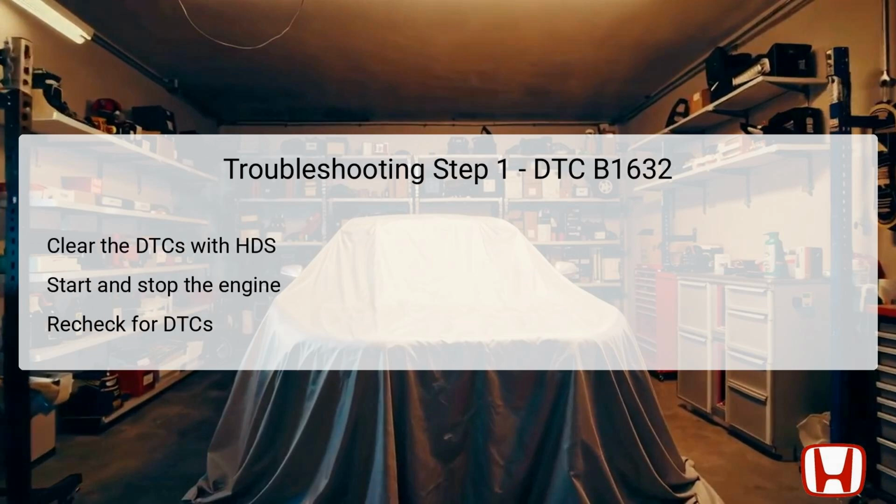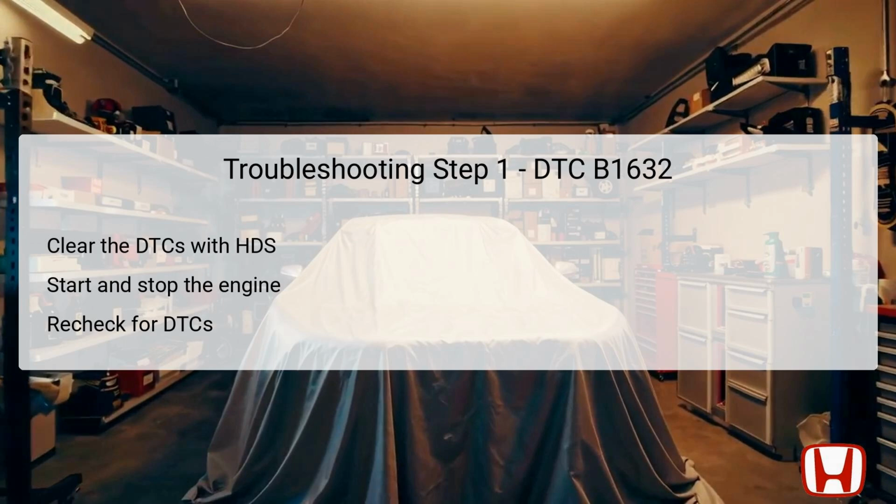The first step for troubleshooting DTC B1632 is to clear any existing DTCs using the Honda Diagnostic System, HDS. This allows you to reset any fault codes that may have been logged in the system. After clearing the codes, you should start the vehicle's engine and then stop it again. This process helps refresh the vehicle's internal monitoring systems.